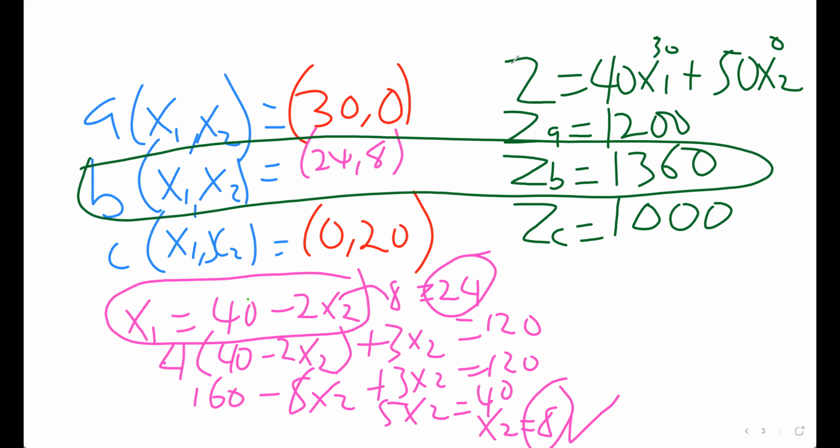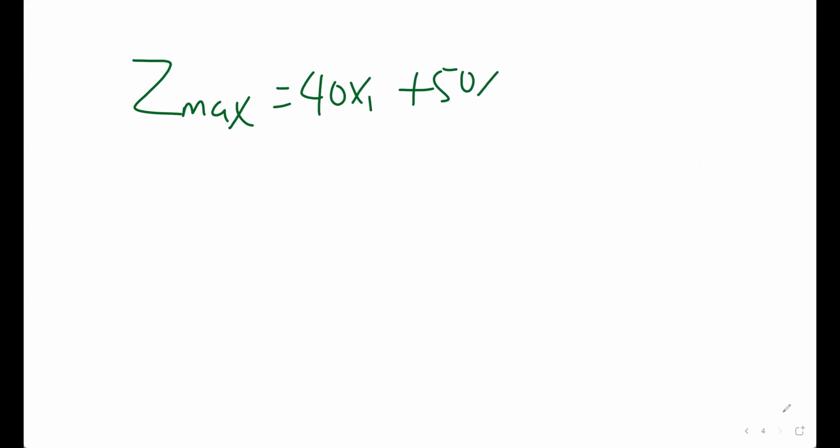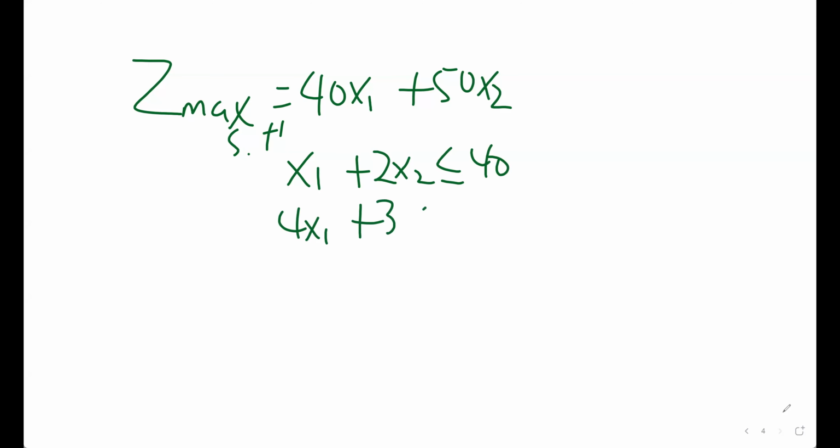Now, let's go back to the story and let's get deeper. I want you to look at the equation that we had. Now that we have this equation, Z max equal to 40x1 plus 50x2, and this was subject to x1 plus 2x2 less or equal to 40, 4x1 plus 3x2 less or equal to 120, and then you have the non-negativity constraint there. Okay.